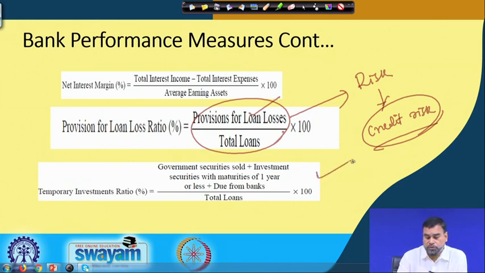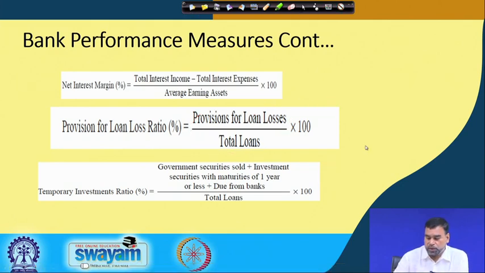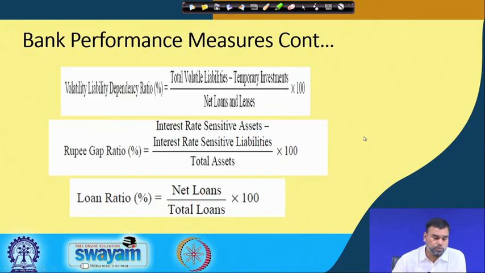So, that is another measure we always use as a performance measure for commercial banks. Then we can move into some other measures. The other measure is the volatile liability dependency ratio. This is one of the new measures that banks use, that is the total volatile liabilities minus temporary investments, divided by the net loans and leases, into 100. That means it shows how far the liability dependency is volatile.